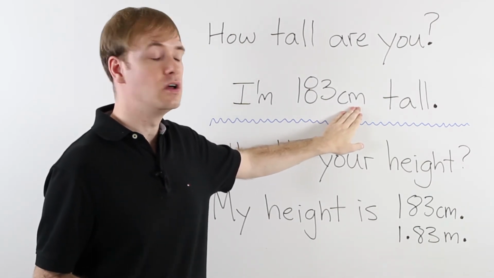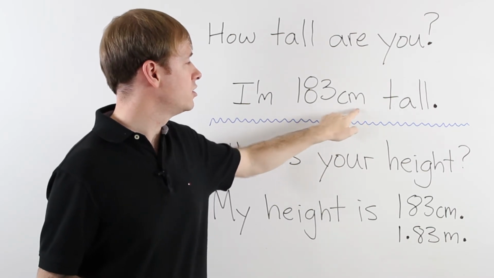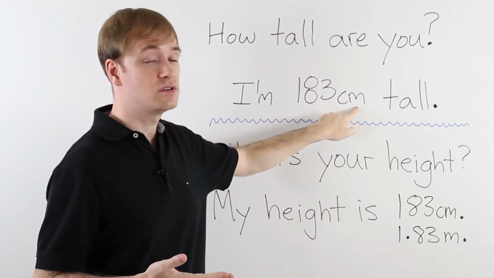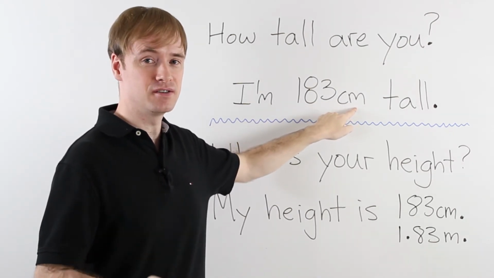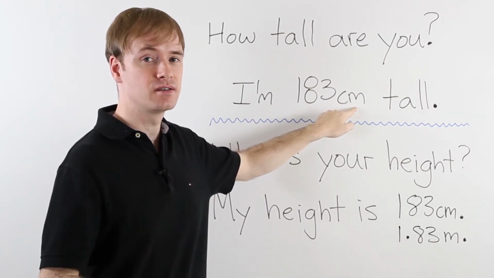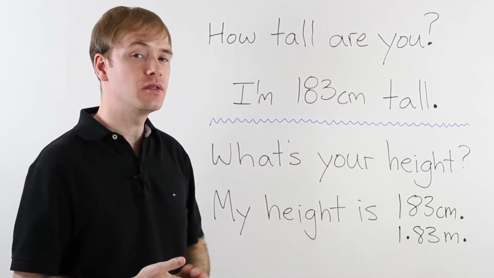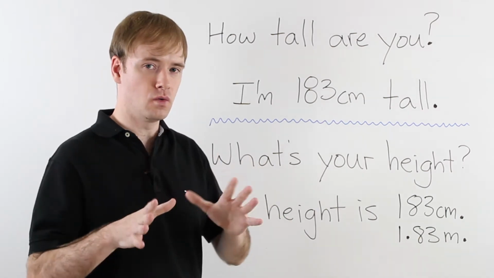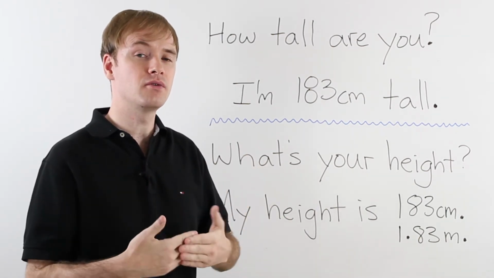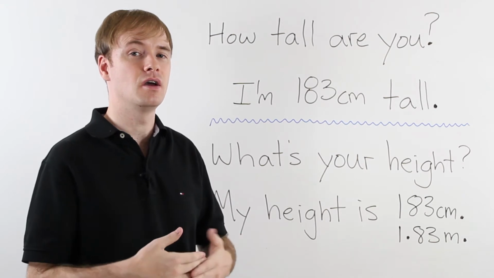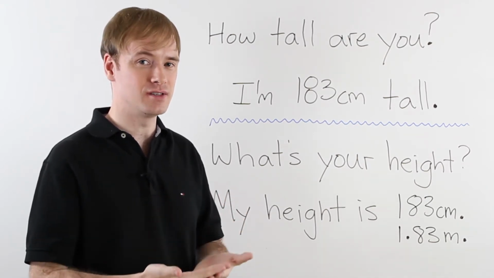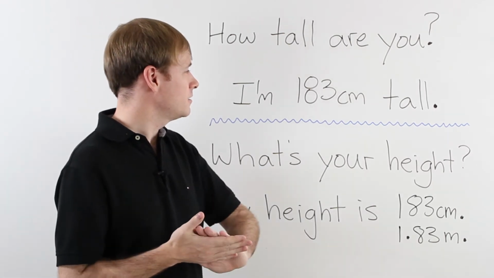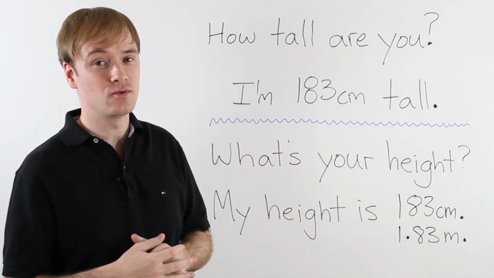Centimeters tall. There's no S here, but when you're saying your height, you have to use the plural, centimeters. I'm 183 centimeters tall. Don't say I'm 183 centimeter tall. Okay? Got it? You understand? All right, let's look at the next question.